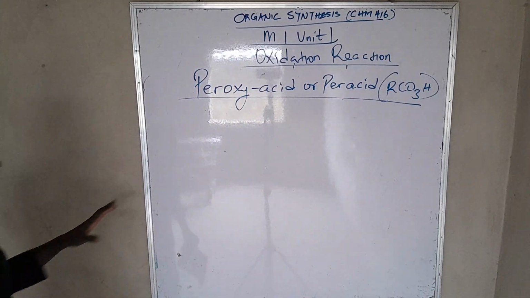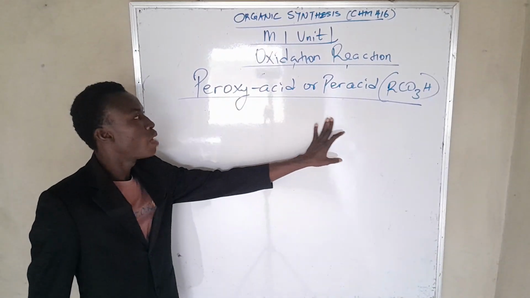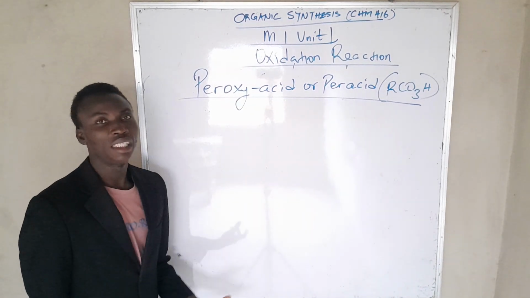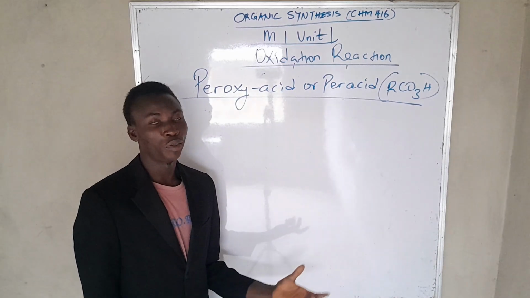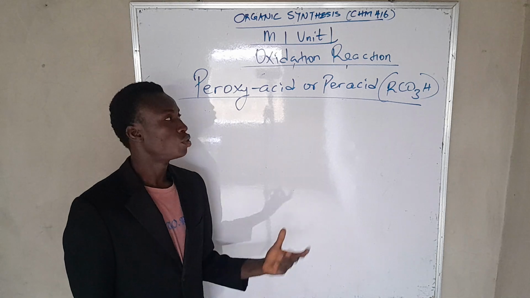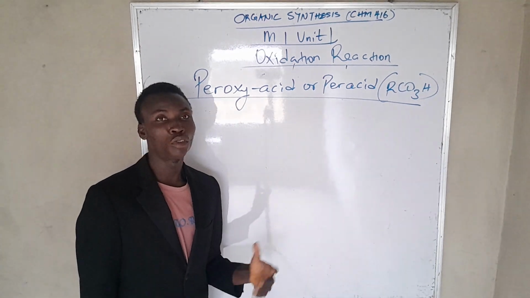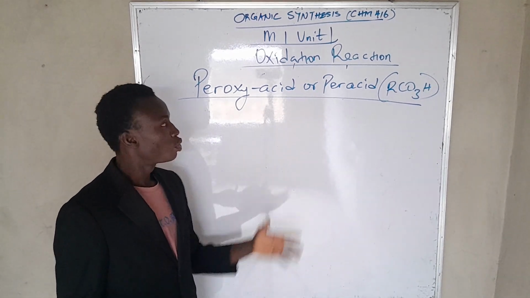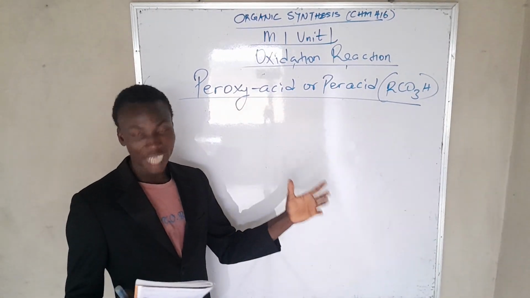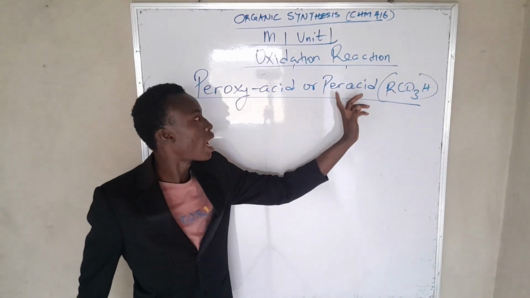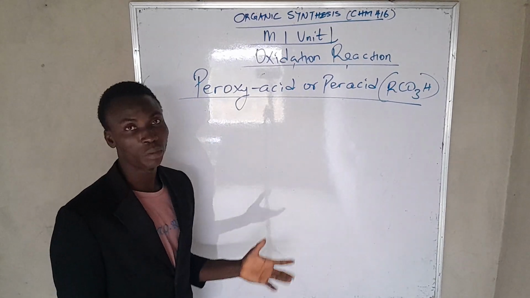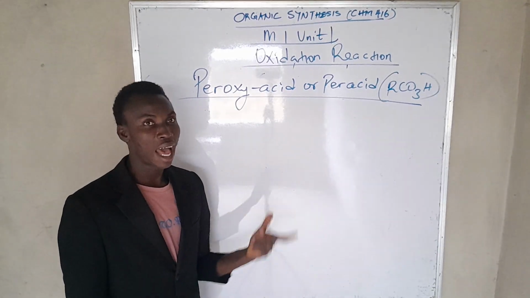Now, when we're talking about the peroxy acid, let me quickly take you back to what we call the peroxide. When we're talking about peroxide, you know the role that the hydrogen played there, such as hydrogen peroxide, which is H2O2. But in the case of this one that we have, of course, one hydrogen is present in them from the word acid. Because one hydrogen is present in them, we call them acid.